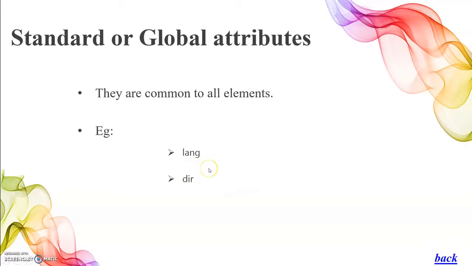If we set the lang attribute of HTML as ENG, then the whole document content appears in English language. If we set the dir attribute of the HTML element with the value RTL, that means right to left, all the contents appear in right to left alignment. Therefore, it is known as the global attributes.